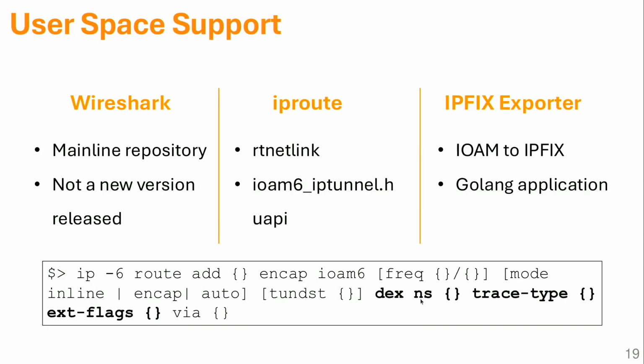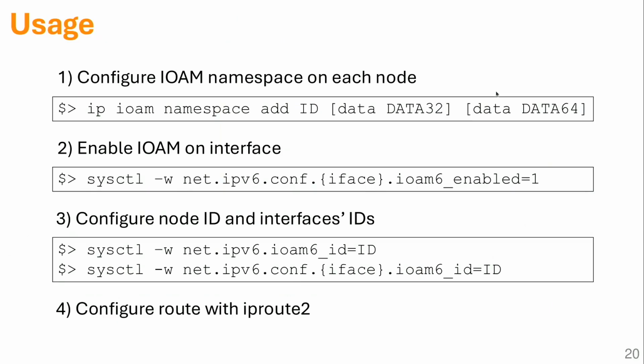And finally, we need to specify all the values that are in the direct exporting header. The first one being the namespace value, the trace type, which represents what IOM data will be considered, and finally, the values for the extension flags. As you can see, we do not take the flags as parameter because none are currently standardized. And finally, we provide the small IPFix exporter that I have introduced a few slides ago.